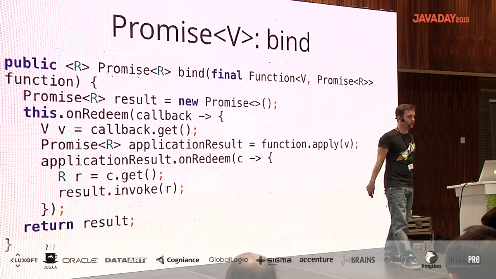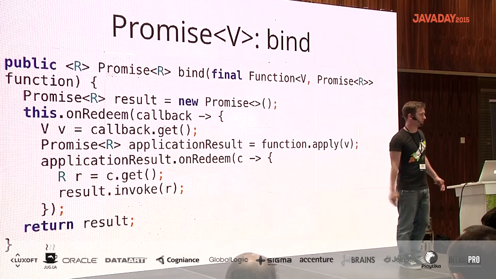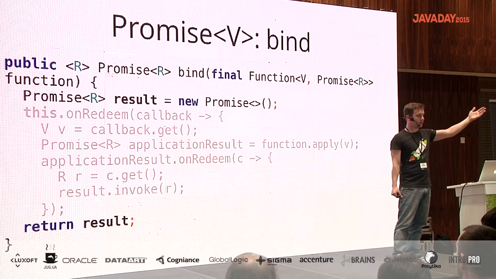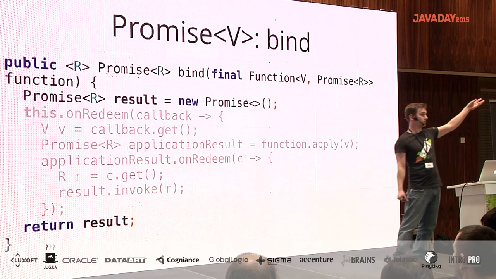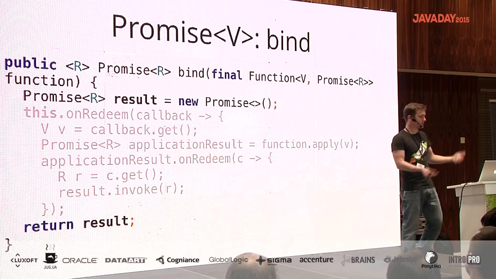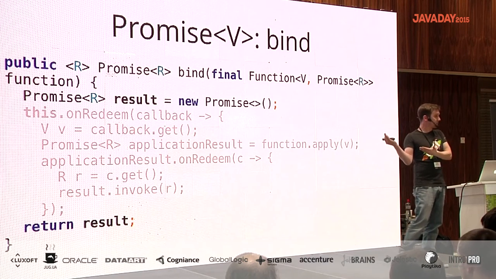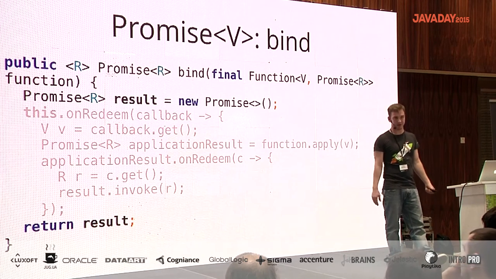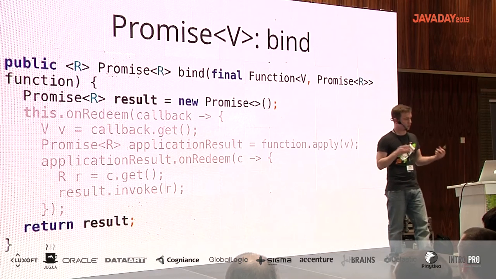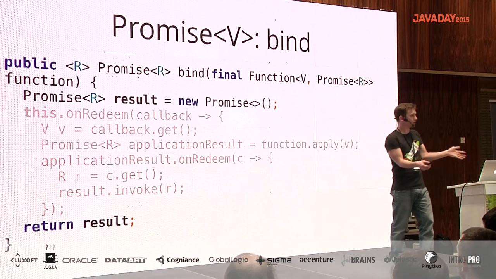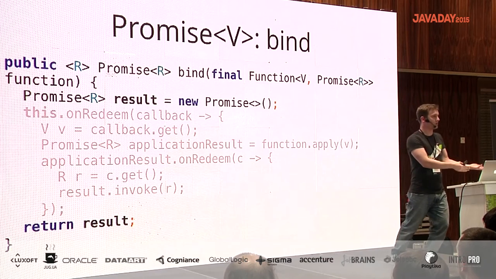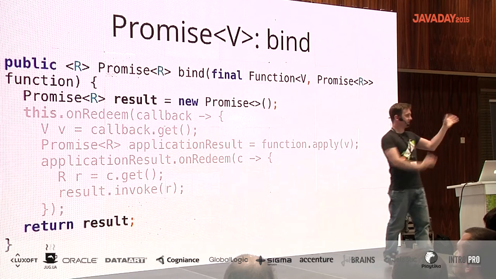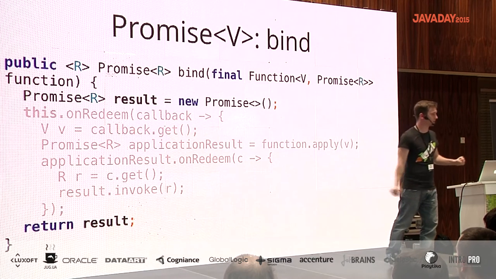Let's take this apart. Don't strain your eyes trying to read all of that. In the beginning, we declare a new promise of the type that we want to get, right? We want to return a promise of R, and we specify a variable that says, I am a promise of R. That's obvious, we have to return something. Now we'll see that the only thing we can do with the values to satisfy the type system is to straightforwardly obtain the value of the initial promise. We need V, because the function takes V as the first argument.